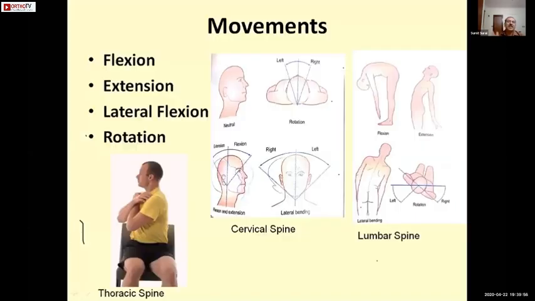Regarding movements, as I mentioned before, you must tell the examiner if the patient has got an unstable spine or a neurological deficit, that you have not done the movements and would not like to do the movements. However, if it's a stable spine, then you can do the various movements of the cervical spine, various movements of the lumbar spine.